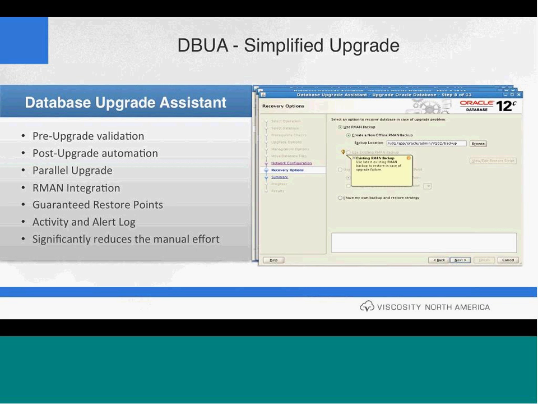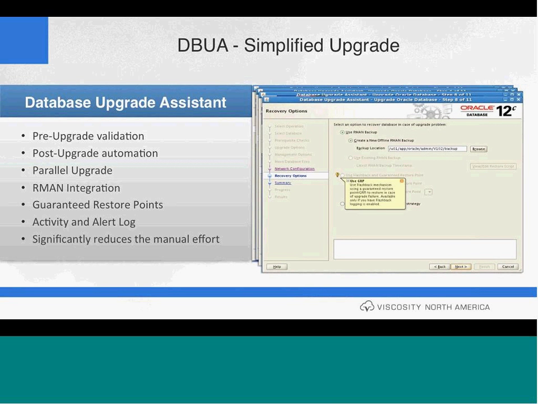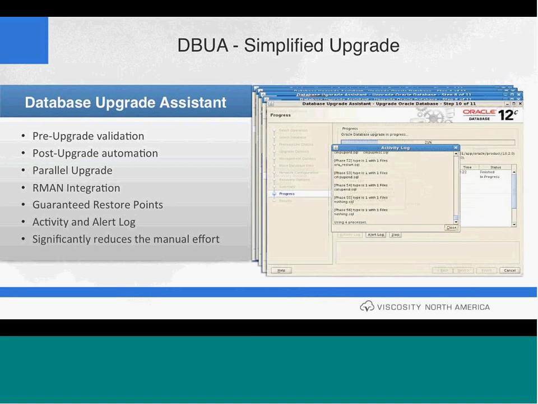And if it wasn't successful, in the new versions of DBUA they have a really nice restart functionality. For whatever reason, it'll restart from the last restart point. It also, like I said, gives you the option to set up GRPs, guaranteed restore points. And the activity log is really nicely formatted, although I wish it was a little bit more detailed, but it's guiding.